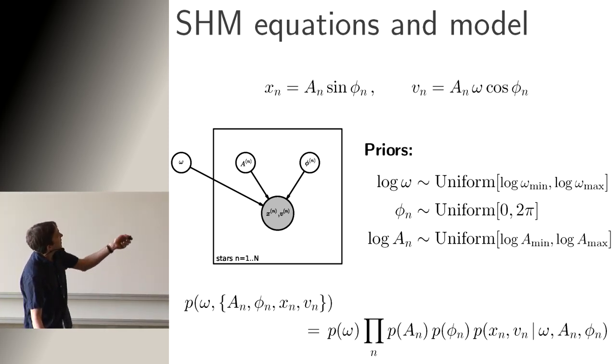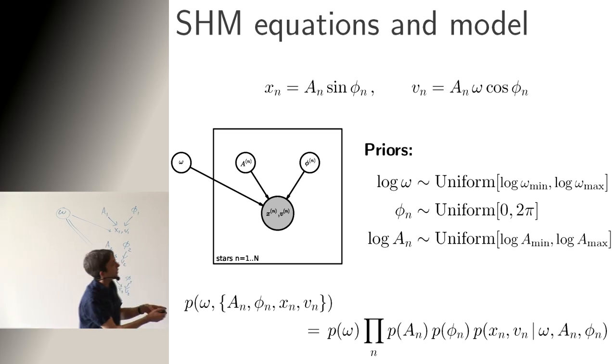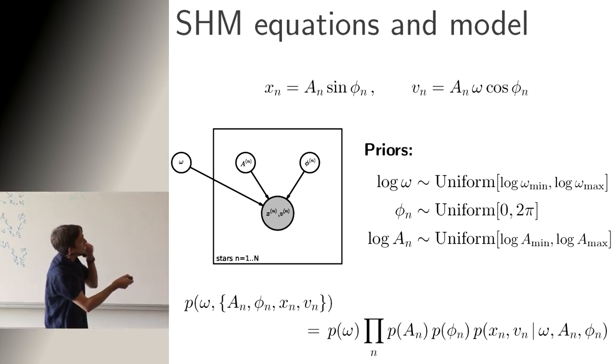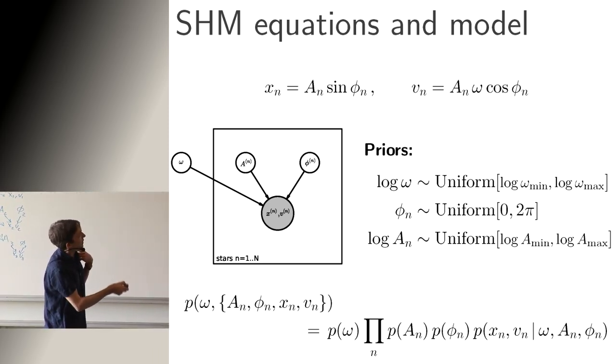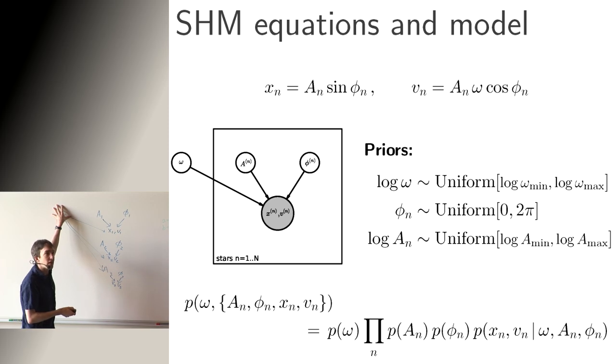So this plate is just a shorthand for this writing out of everything. It's saying copy everything inside here, write it out n times for the n stars, and join the observations of every single one of them to the common frequency. So every star has its own amplitude and phase, but they all share the same frequency.